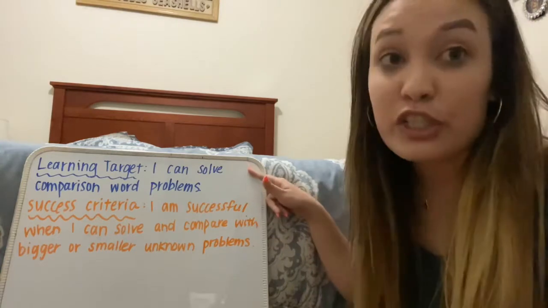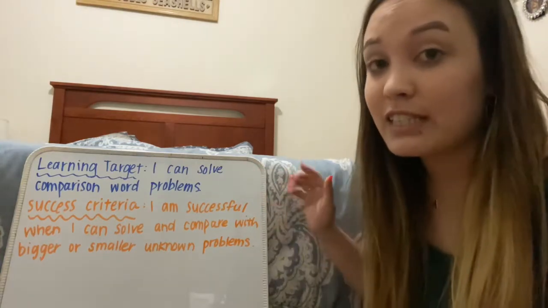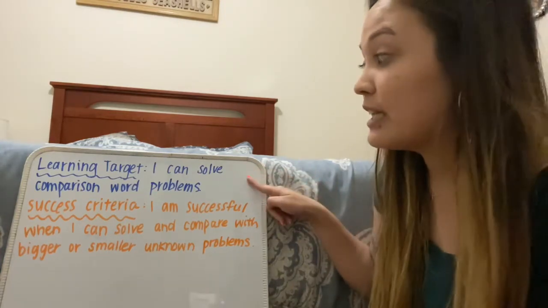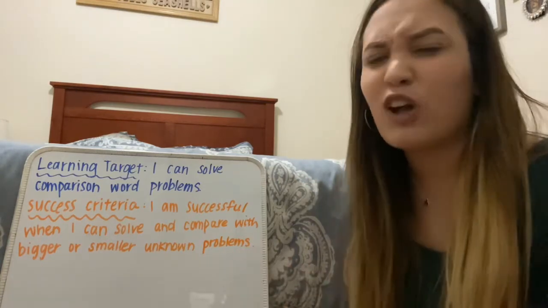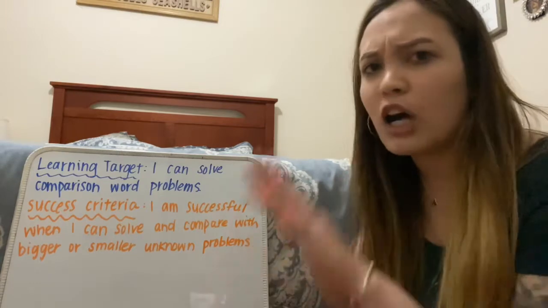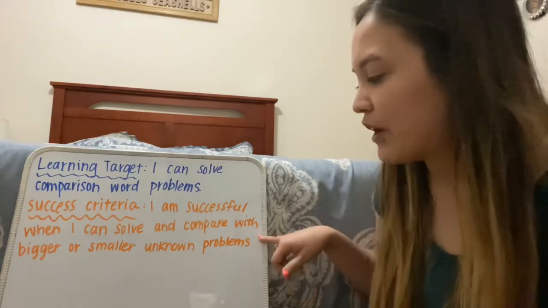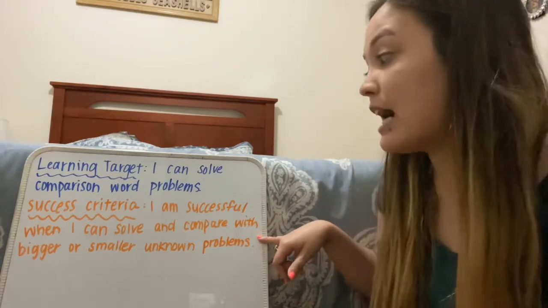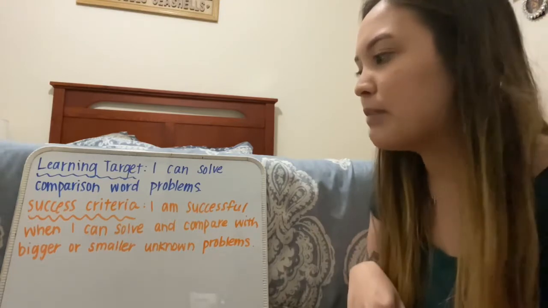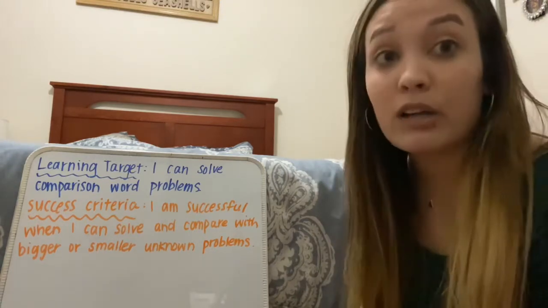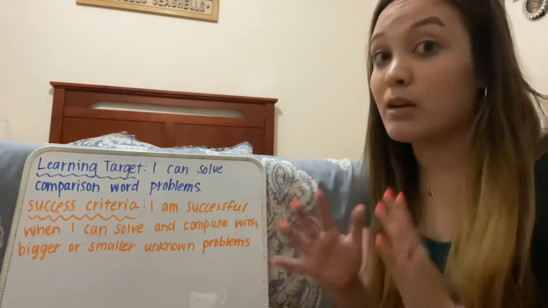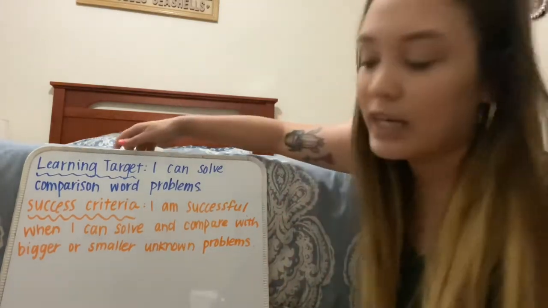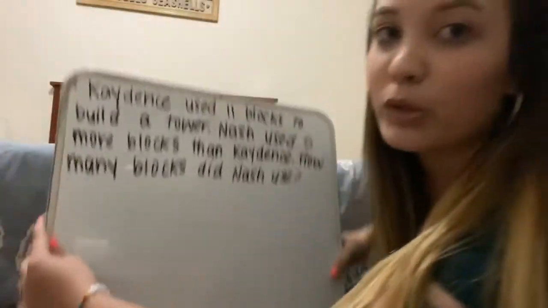And I have my learning target and success criteria already listed out for you all. Our learning target is I can solve comparison word problems. So we're just doing word problems, but y'all are smart with that. We've been practicing that long before school got out. And our success criteria today is I am successful when I can solve and compare with bigger or smaller unknown parts or problems. So you're just solving a word problem with a mystery number, which is what we practiced before school got out.